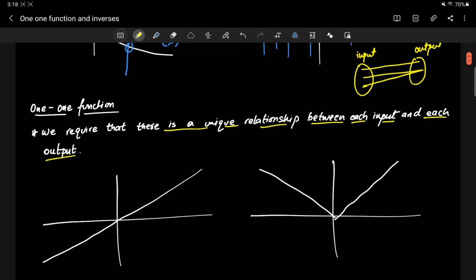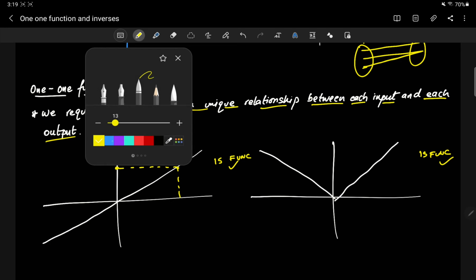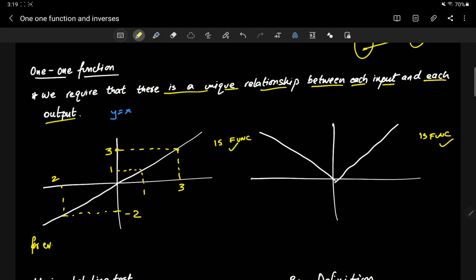Okay, so let's see what that means. This means that for each input and each output, there's exactly one of them, right? Now, this is a function, this is a function, and this is a function as well. If I pick any output and I go across, there is exactly one input. Let's say this function here is y equals x. If I pick an output 3, then my input is 3. If I pick an output 1, then my input is 1. If I pick an output -2, then my input is -2. So this means that for every output, there is a unique input. That satisfies this condition, and we say that this is one-one.